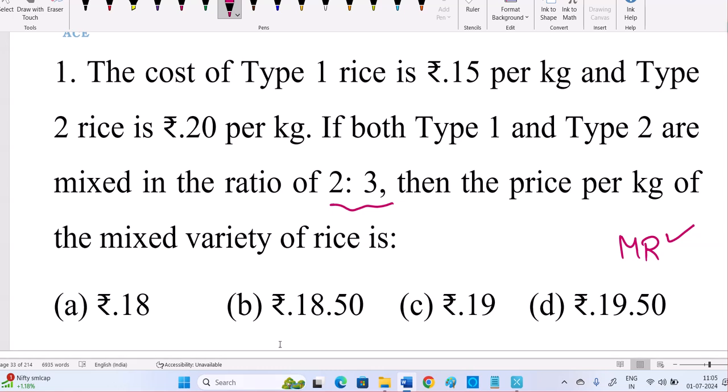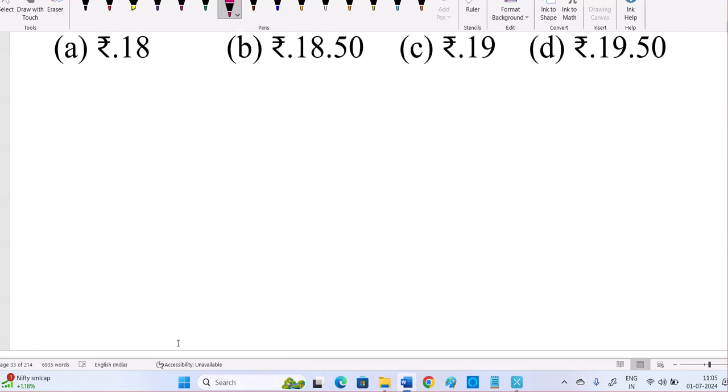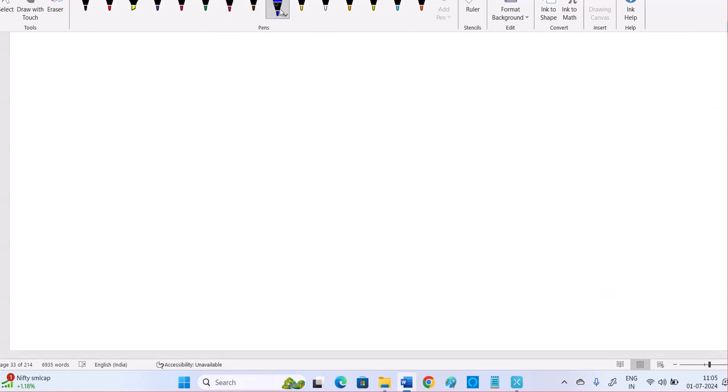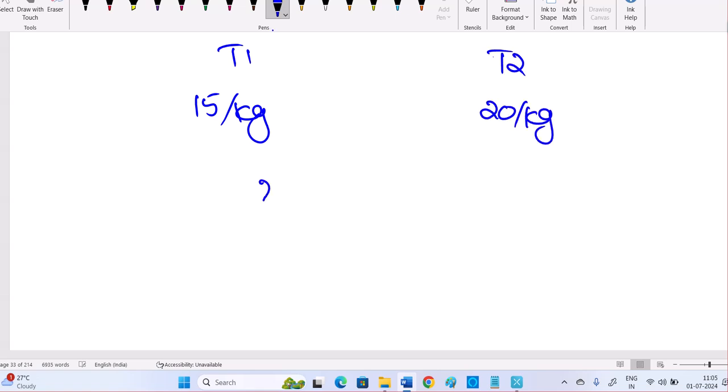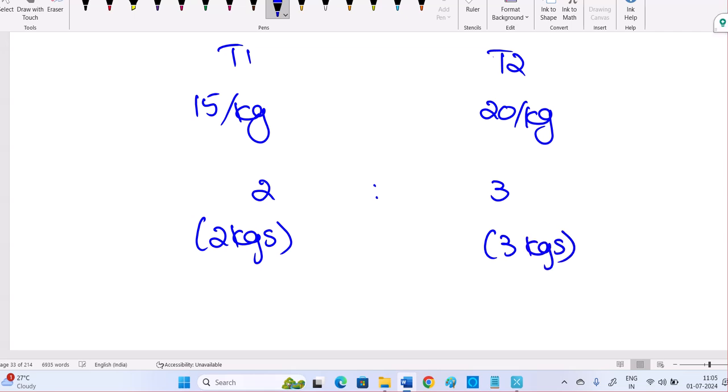Now here the data is like this. First type of rice is 15 per kg. I am writing T1. T2 is 20 per kg. They are mixing this in a 2 is to 3 ratio, which means I can consider 2 kgs from the first variety and 3 kgs from the second variety.